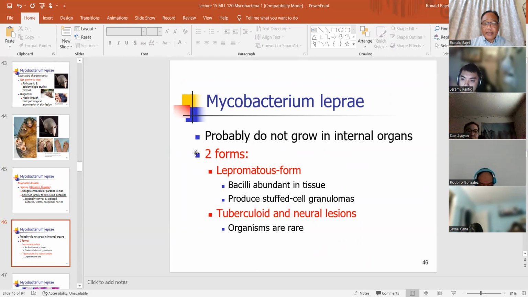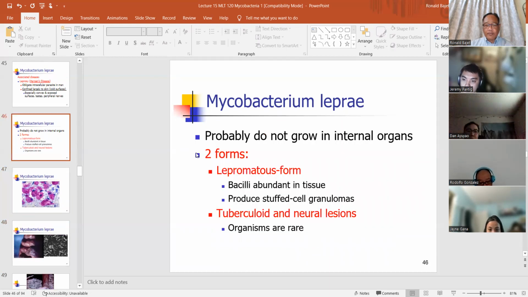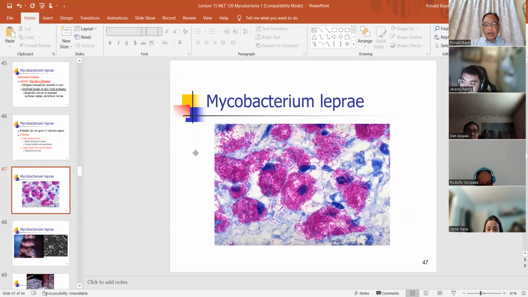Mycobacterium leprae probably does not grow in internal organs, and there are two forms of this organism. The first one is the lepromatous form. This is the one where tissue samples will show abundant bacilli, abundant acid-fast bacilli (AFB) on the smear. In the tuberculoid form and neural lesions, the organisms are rare and you won't see too many positive acid-fast bacilli. So this is the lepromatous form, a lot of bacilli seen. That's what AFB looks like.